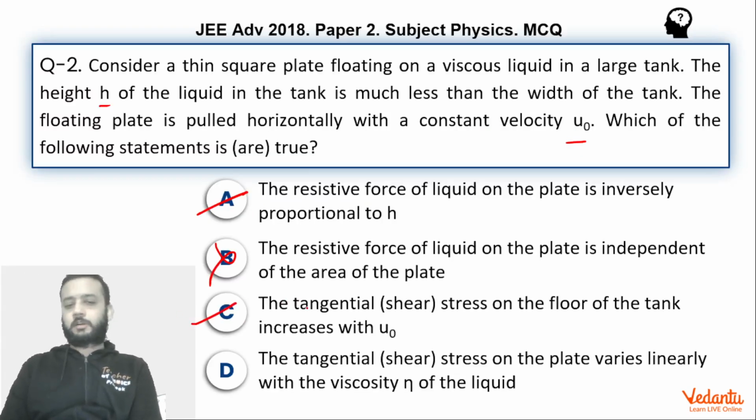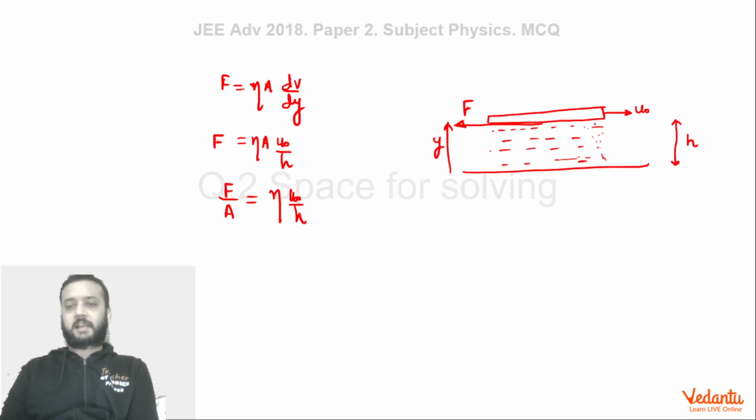If you are having a doubt that this is the shear stress acting on the floor of the tank, but here we have written the stress acting on the plate, so these two are different things. Actually not. If you try to find the resistive force between any two layers of the liquid, it will come out to be the same. For example, suppose we try to find the resistive force between two layers at a height of h by 2.